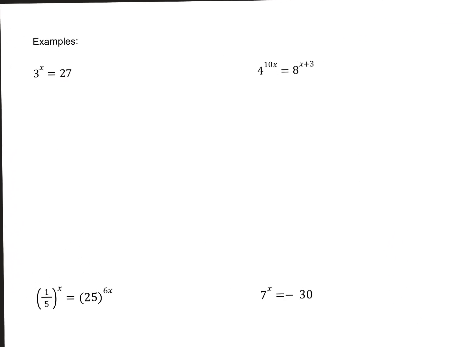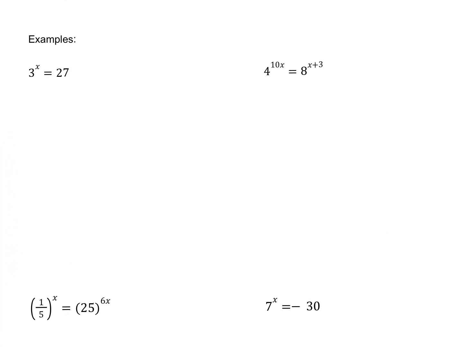Our first example: we have 3 to the x equals 27. So I'm basically figuring out 3 to what power is 27. If you're not entirely sure, you can start plugging in values for x. If you have one base already with the exponent and the other side is a number, you kind of know what the base is going to be. If I'm trying to rewrite 27 as 3 raised to a power, I know 3 to the first power is 3, and I know 3 squared is 9.